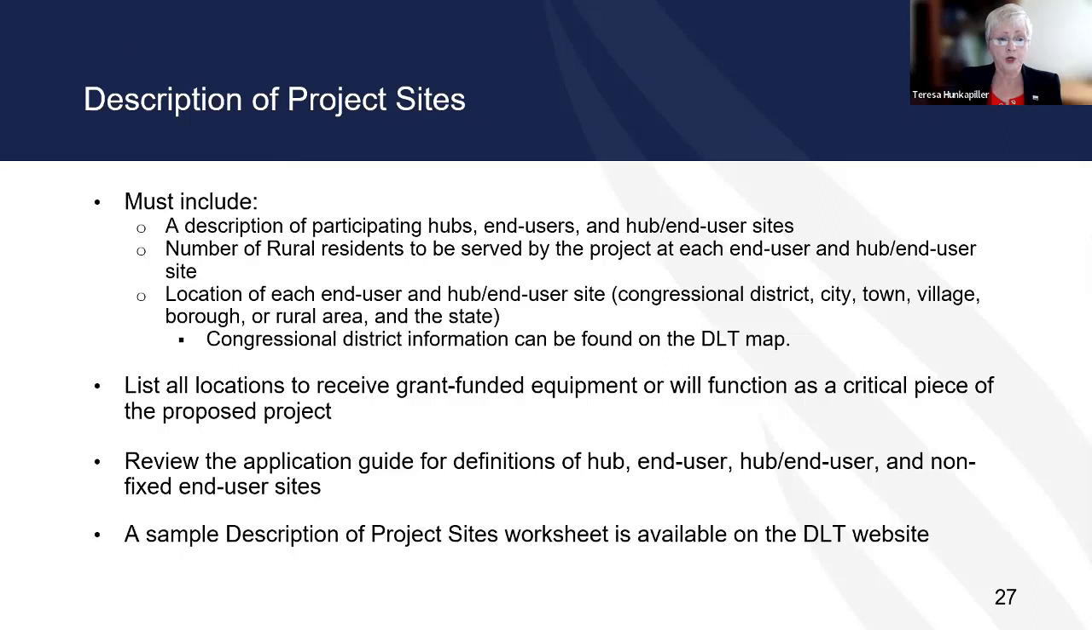For the project sites, you will need to list the location and congressional district, town, state, and the congressional districts are on our DLT map. So that's very convenient for you. That's also on the To Apply tab on our website. You will list every location that's receiving grant-funded equipment or that will function as a critical piece of the project. And then we will get into that. I'll touch on that another time or two throughout the presentation. So let's go on to the next slide, please.